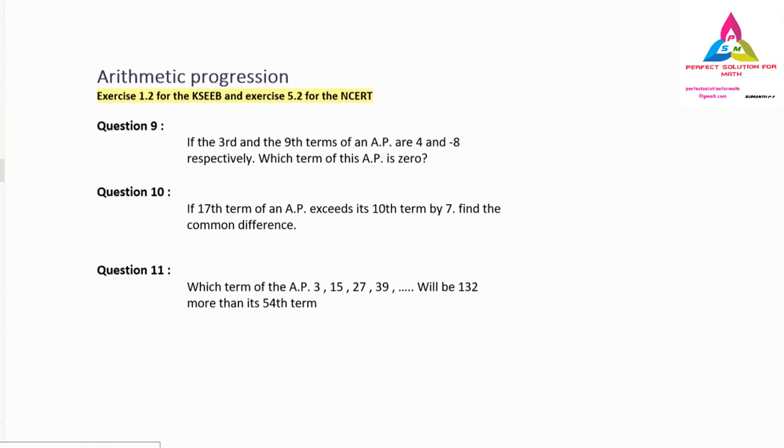Question number 10. If the 17th term of an AP exceeds its 10th term by 7, find the common difference. The 11th question is, which term of the AP 3, 15, 27, 39 will be 132 more than its 54th term? All these three questions are different. Remember, to solve this, you have to concentrate more on the question. If you understood the question, you can solve it very easily. So let us start one by one.